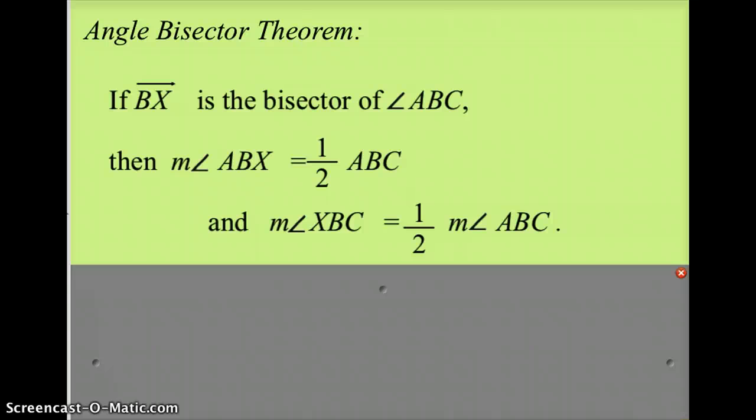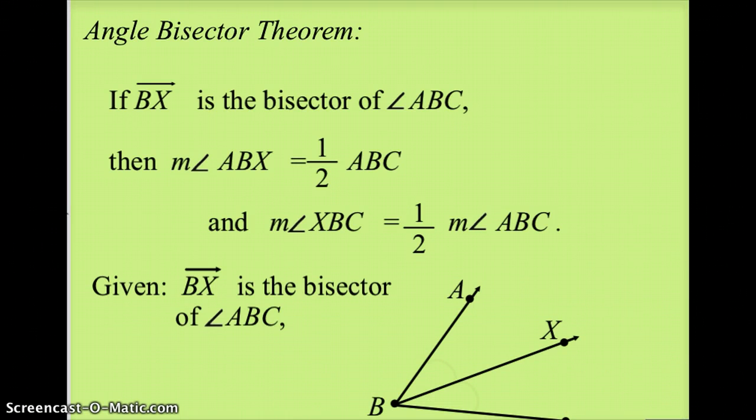Just like we have segments, we also have bisectors of angles. So in the angle bisector theorem, if ray BX is the bisector of angle ABC, then the measure of ABX is 1/2 the measure of ABC. And the measure of angle XBC is 1/2 the measure of angle ABC.